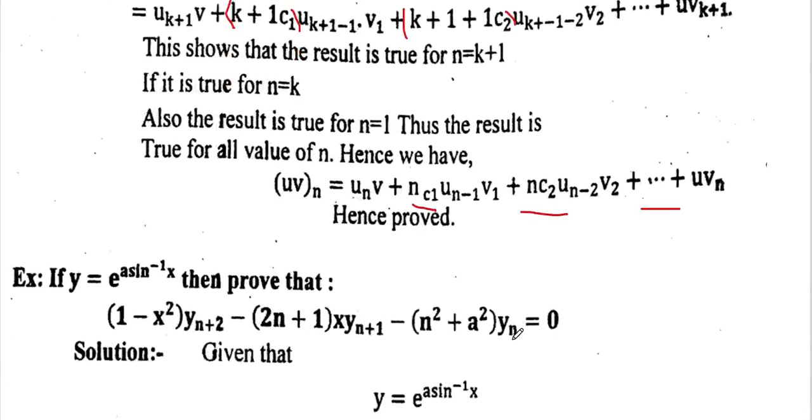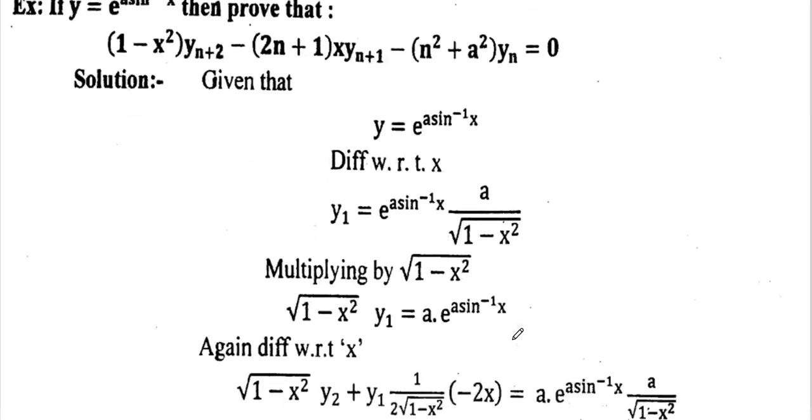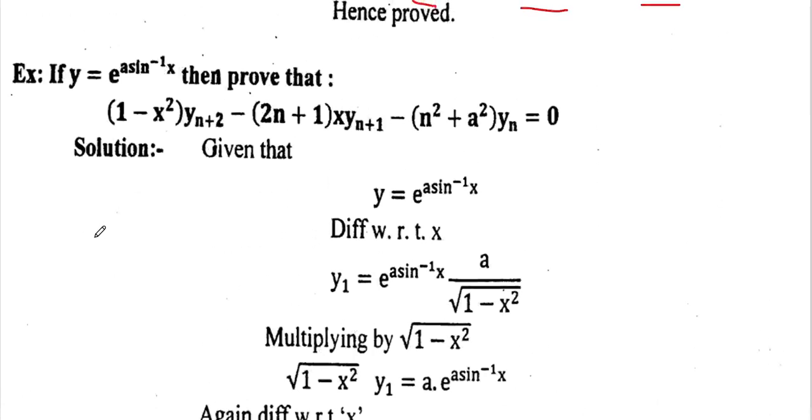Now we will solve the next problem by using the Leibniz rule. So what is the problem? We are given: if y equals e to the power a sine inverse x, then prove that (1 minus x square) y(n+2) minus (2n+1) x y(n+1) minus (n square plus a square) yn equals 0. We have to prove this result.